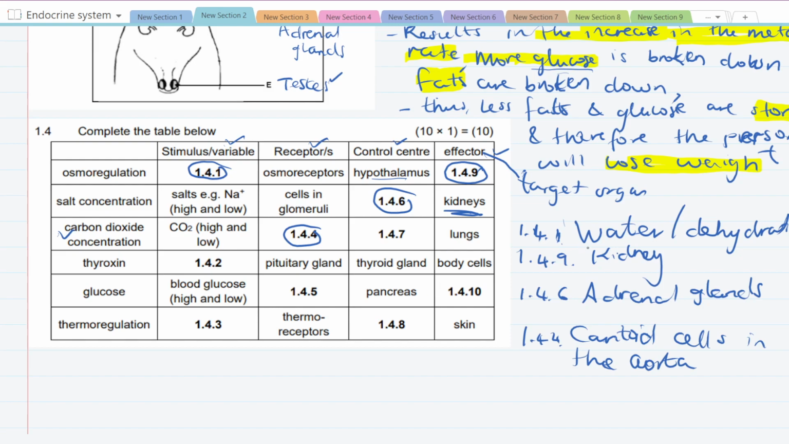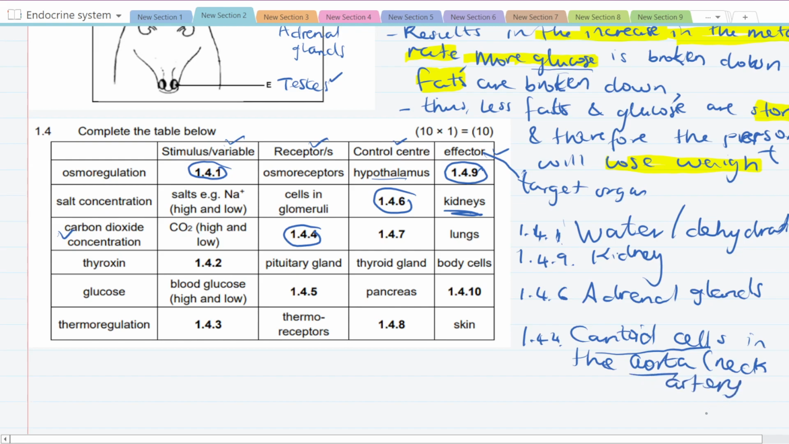Carotid cells are the ones that detect the decrease and increase of carbon dioxide. Basically, it's mainly on the increase of carbon dioxide. And so those receptor cells are found in the neck, right? So in the neck artery, basically it's an artery, right? So carotid cells in the artery of the neck will detect. Actually, you should use the word detect.